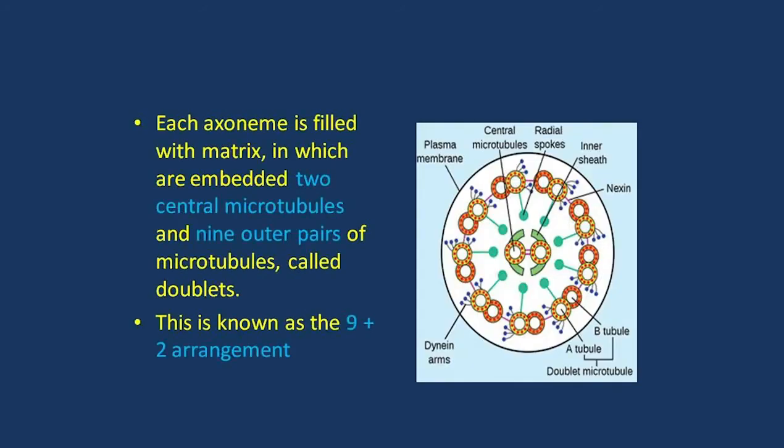Each axoneme is filled with a matrix in which are embedded two central microtubules and 9 outer pairs of microtubules called doublets. Like the centriole, there is a hub in the middle from which 9 spokes arise. The outer microtubules are attached to the spokes. Arising from the outer microtubules, there are structures which are called dynein arms. Dynein arms contain ATP synthase, which is responsible for the production of energy for the movement of cilia and flagella. The outer microtubules are connected by a protein called nexin.